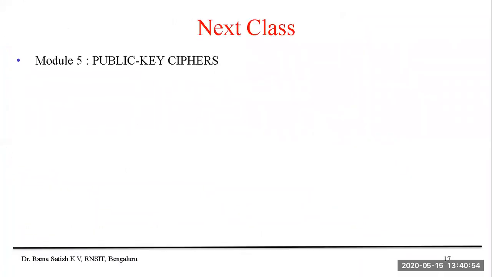Right. In the next class, we'll discuss public key encryption, public key ciphers. That's all for today's class. We discussed what is encryption, how exactly encryption works, what is electronic code book, and finally we discussed code block chaining, how exactly it works.